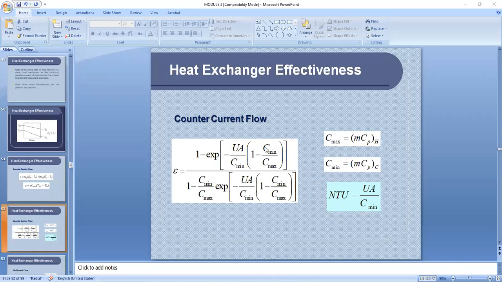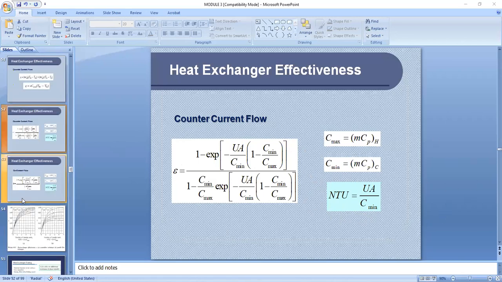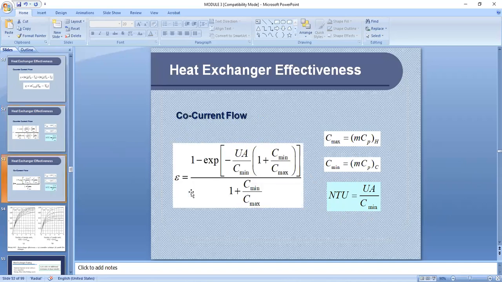Now, this is the counter current flow formula for effectiveness. For co-current flow, this is your formula for effectiveness. Okay, so a different formula for each of those two scenarios.